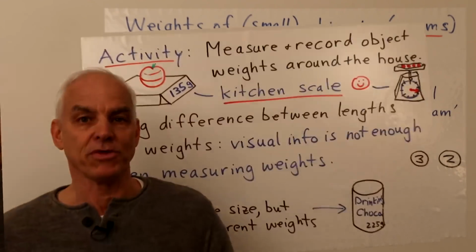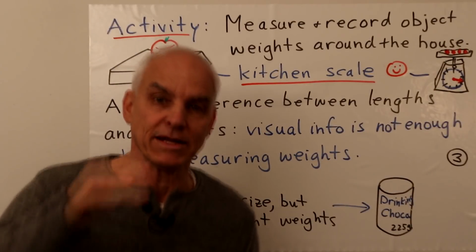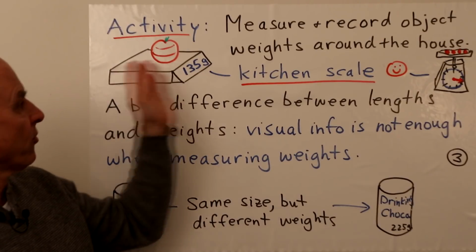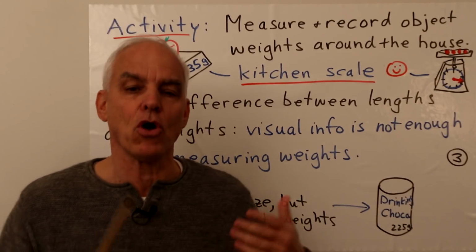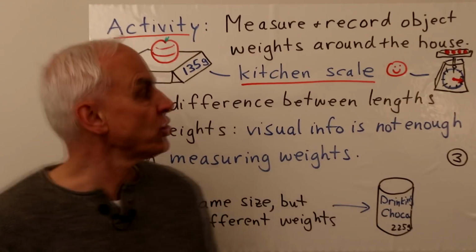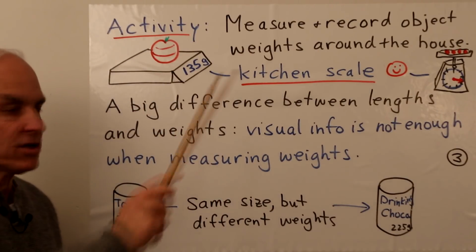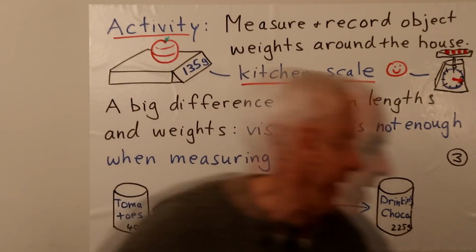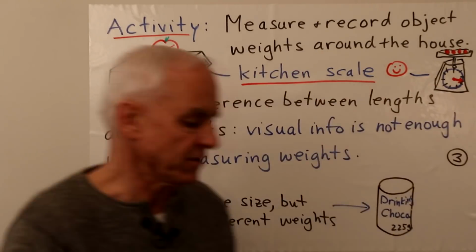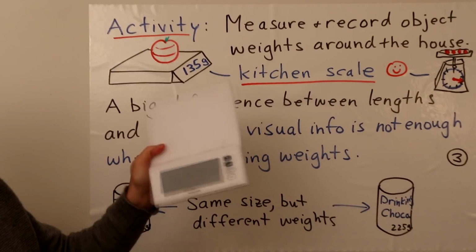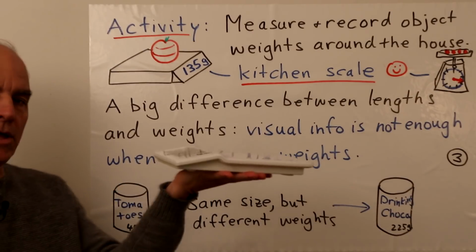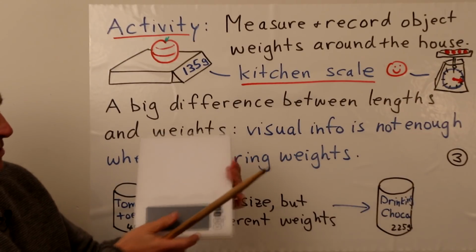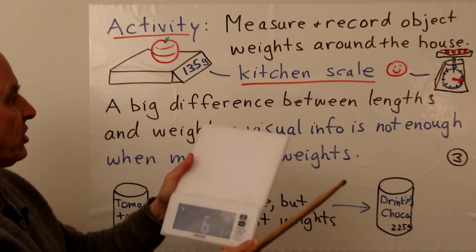Now, with young children, it's great to get them involved in some physical activity that will reinforce their understandings. And this is a great place to do that because we can go around the house or around the kitchen and weigh various objects. Now, in order to do that, we need some kind of scale. There are different kinds of scales. Here is one kind of scale. It's just a kitchen scale where you place an object on top and you read off the weight down here. So that's a kitchen scale.